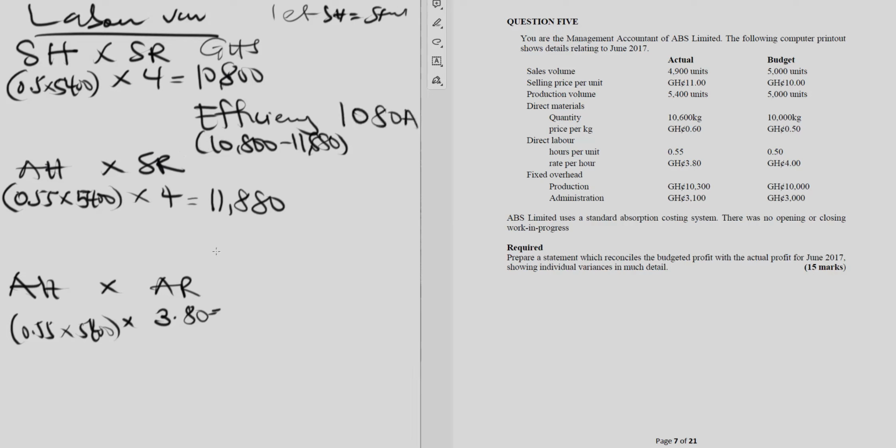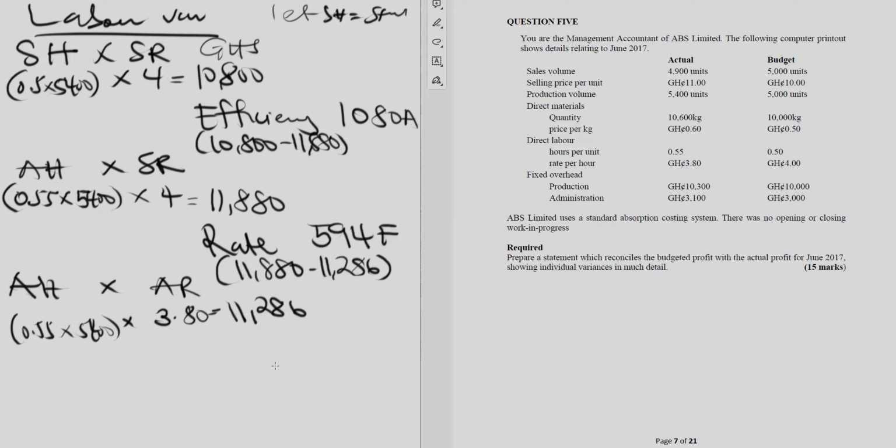So when we go to labor rate, let me just do the last one, 0.55 by 5,400 by 3.8. That's 11,286. So if I come to my labor rate variance, it is 11,880 minus 11,286. And that gives us 594 favorable variance.